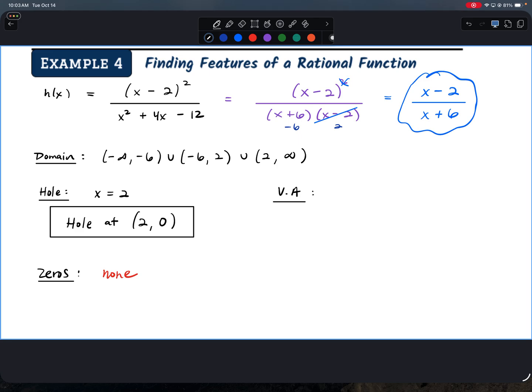Okay, vertical asymptotes. Where do I look, guys? The top or bottom? The bottom. Vertical asymptotes look at the bottom. What makes the bottom 0? -6. So the vertical asymptote is x equals -6.